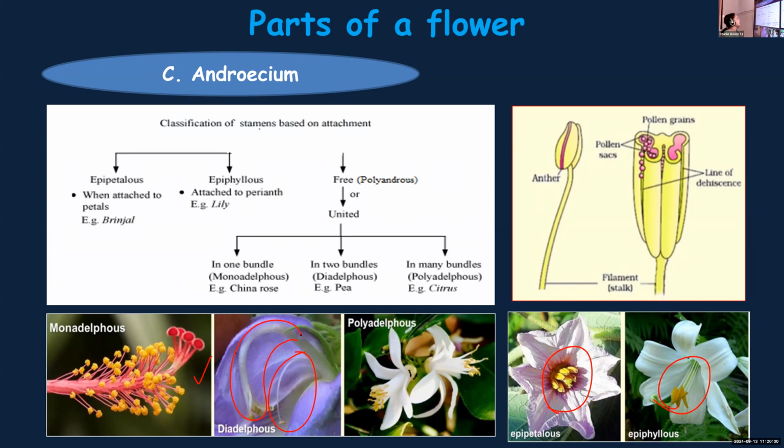So once again, androecium can be classified on the basis of its attachment. If they are attached to the petals, it is epipetalous. If they are attached to the perianth, epiphyllous. And these stamens can be either free or united to form bundles. When united, depending upon the number of bundles they form, you can categorize them into monadelphous, forming one bundle, diadelphous, two bundles, polyadelphous, more than two. Now moving on to the next slide.